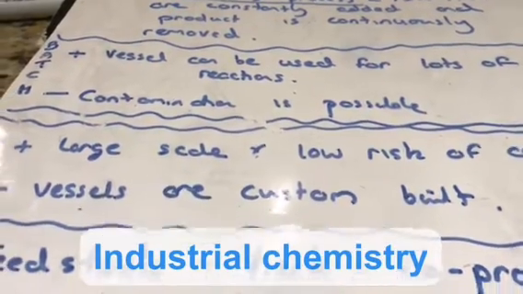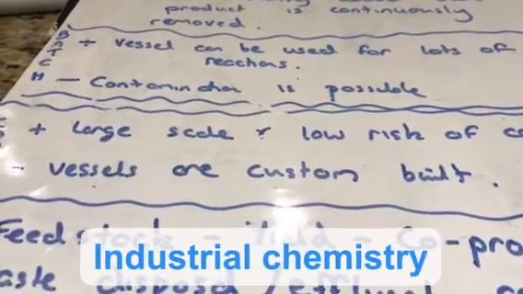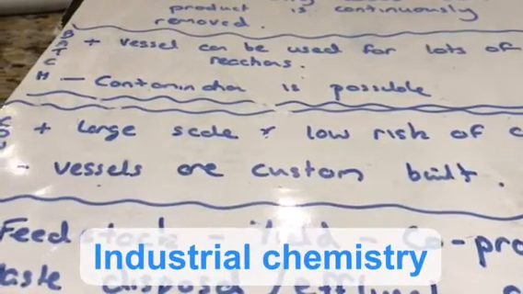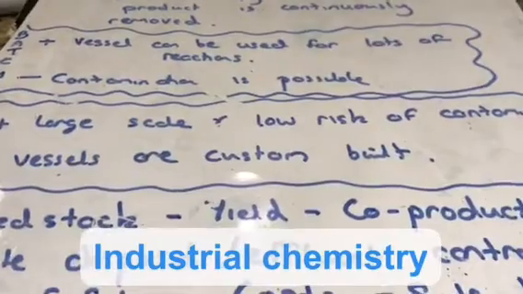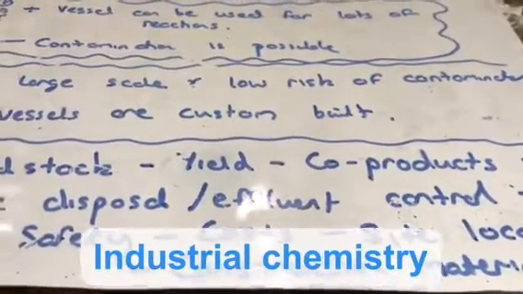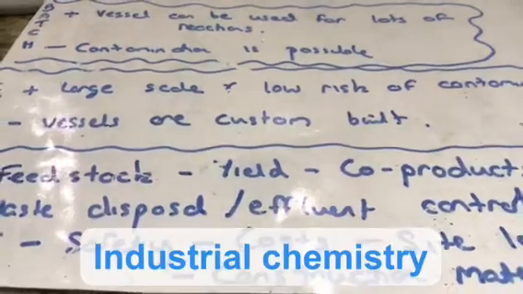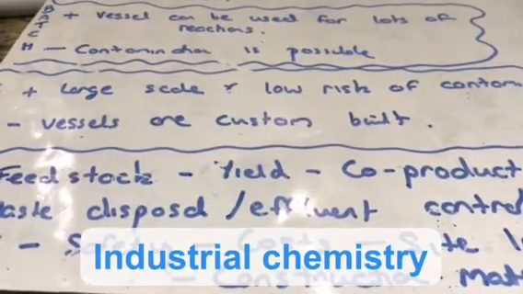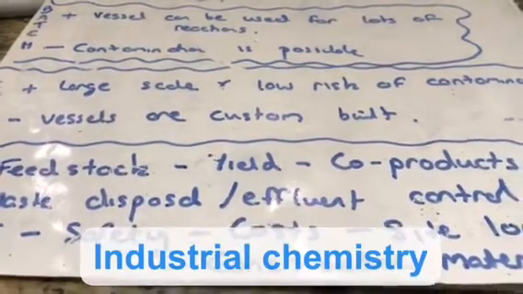If you look at your continuous scale, the positives are that it can be done on a large scale, with a low risk of contamination because you only have the one product being formed. You only have the one product being formed at all times. And the negatives are that it has to be custom built to fit the plant.